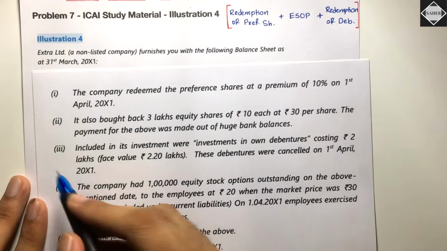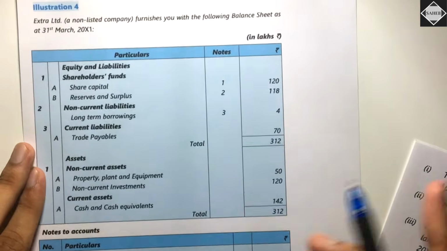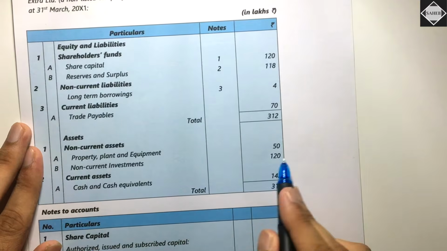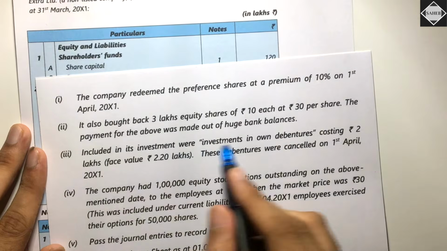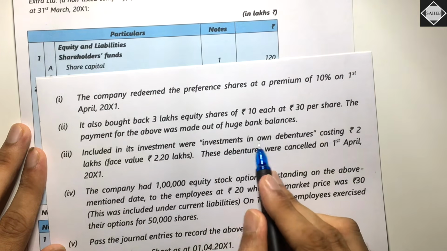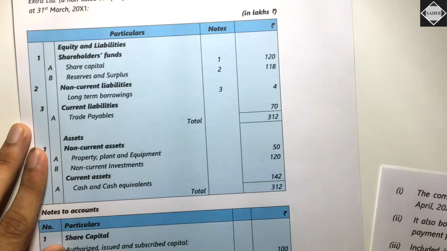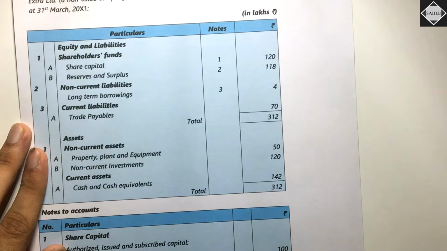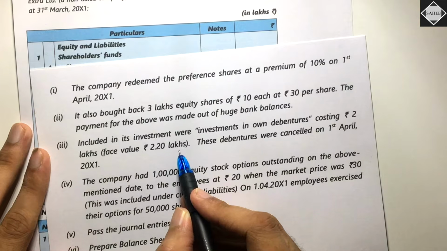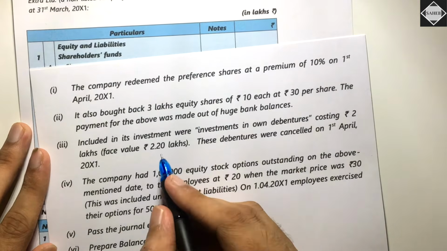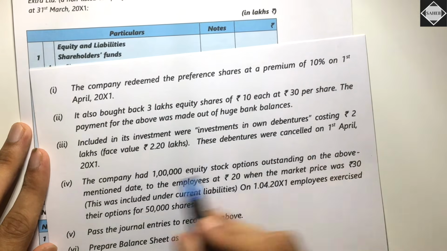That's fine. The third point: included in its investment, they are talking about this 120 lakhs. In that 120 there is an investment in own debentures costing 2 lakhs, with a face value of 2.2 lakhs. These debentures were cancelled on 1st April 2021.